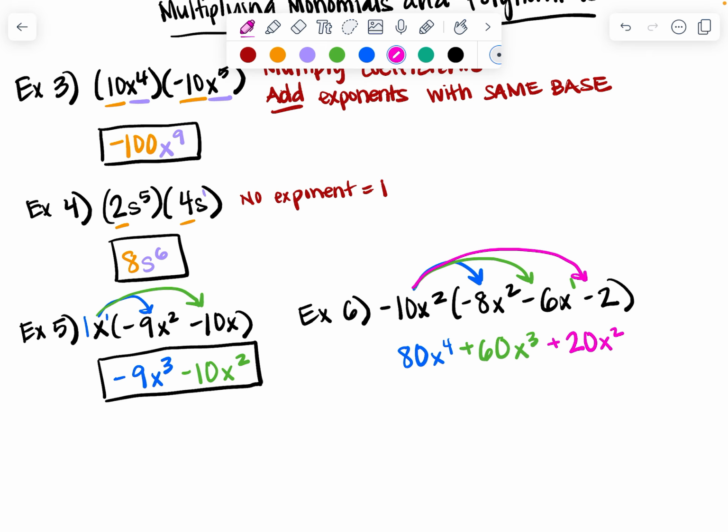So if the negative 2 doesn't have a variable, it doesn't change. But we have to keep the x squared that was within negative 10. That's what you'll be doing in today's practice.